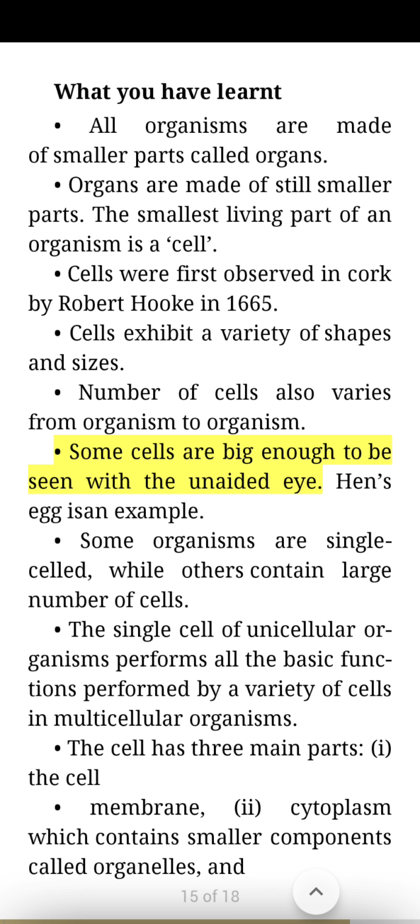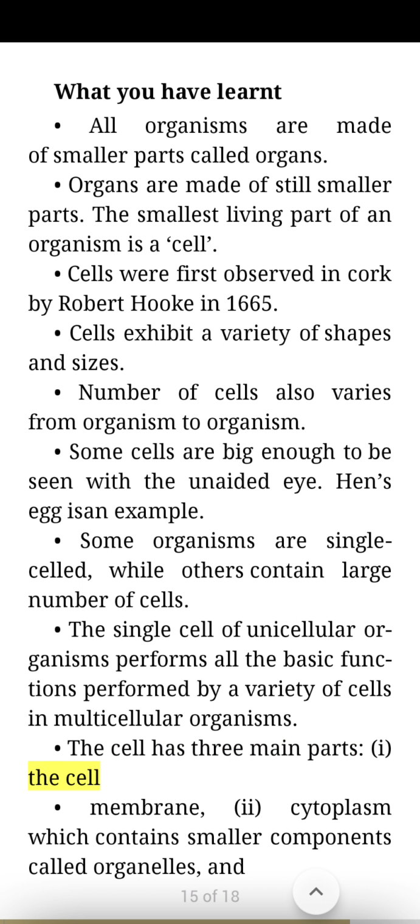Some cells are big enough to be seen with the unaided eye. Hen's egg is an example. Some organisms are single-celled, while others contain large number of cells. The single cell of unicellular organisms performs all the basic functions performed by a variety of cells in multicellular organisms. The cell has three main parts.